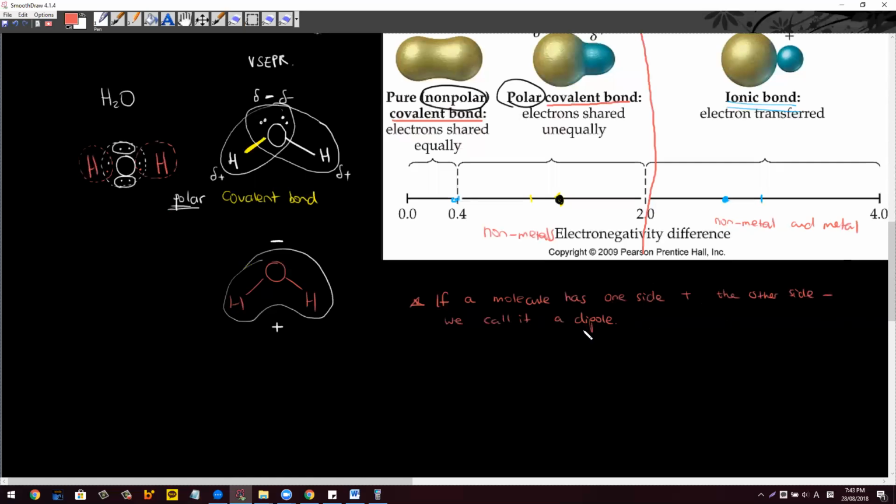So what does it mean by dipole? Di means two. You have two poles. You know, North Pole and South Pole? This is positive pole and negative pole. So this is a dipole. Okay, this guy here is a dipole.